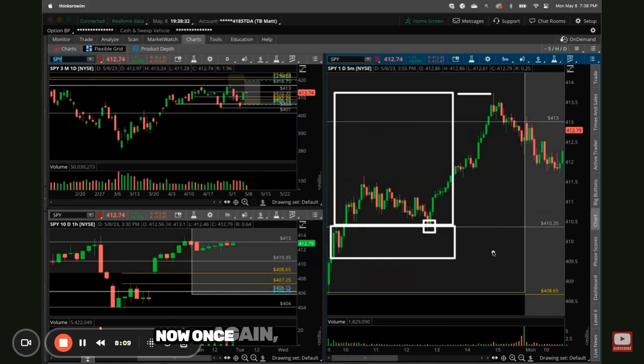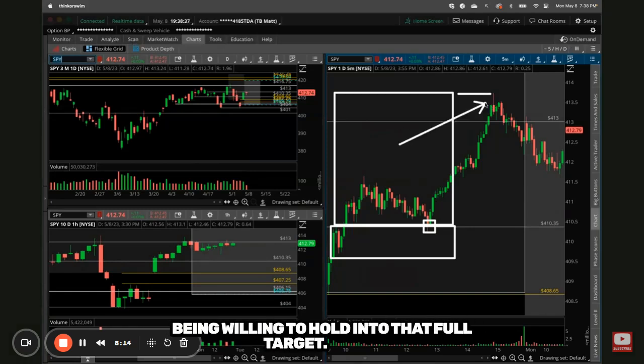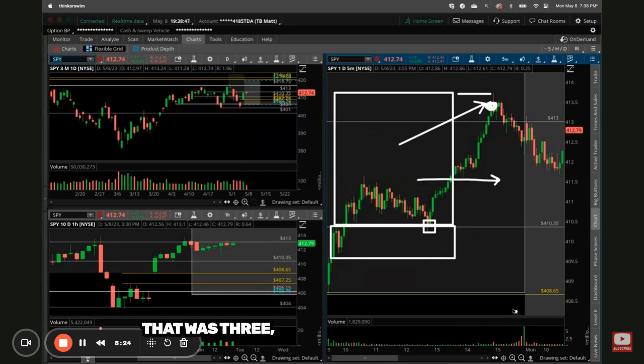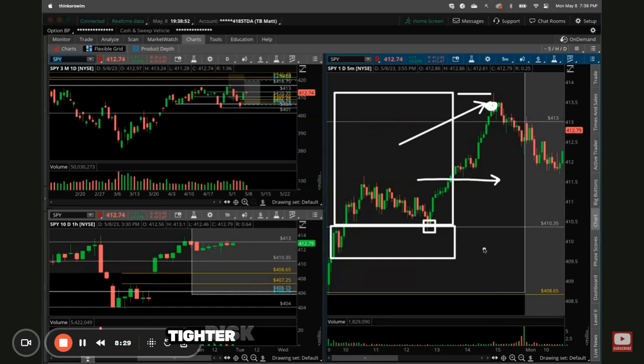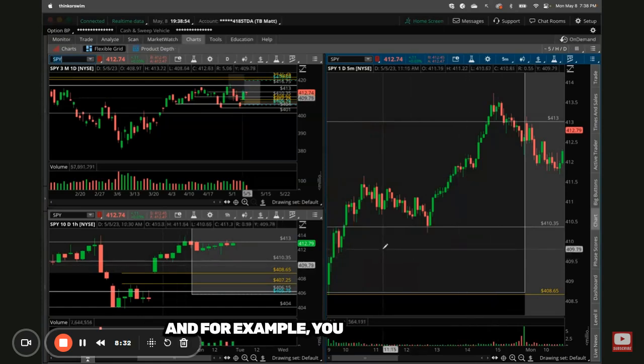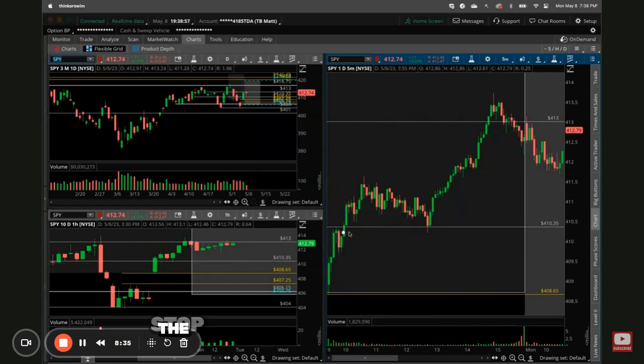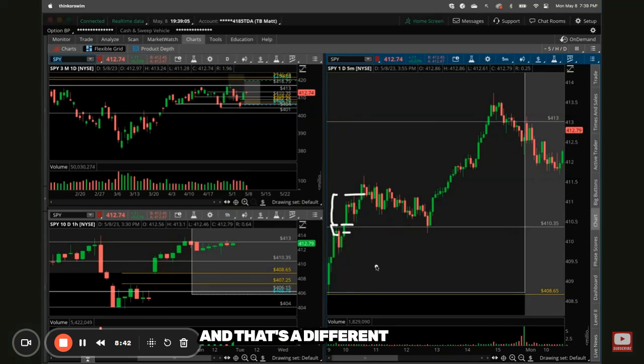Now, once again, this boils back down to being willing to hold into that full target, right? If you're someone who can't hold into that full target, and this is just something that you have to know about yourself psychologically, if that's too painful to hold on to something for 4 hours into the close, basically, then yeah, of course you're going to have tighter risk reward on your trades. And for example, when this unfolds, maybe the stop is here, your entrance is over that high, and you're looking to sell at this, is your 2-to-1, 3-to-1, right? And that's a different story.